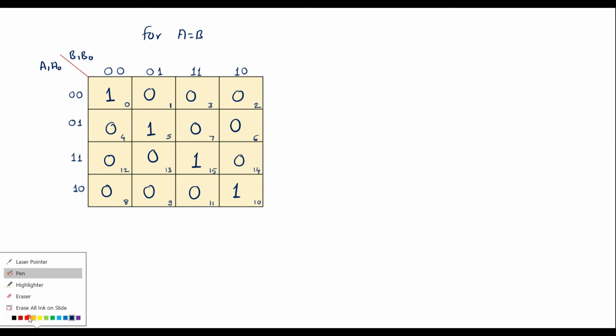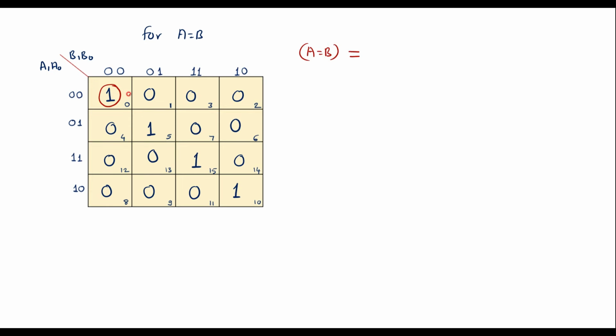Now let me simplify this. So here we can observe that all the ones are independent. Let me write the Boolean expression here, that is for A equal to B, the values are: A1 bar A0 bar B1 bar B0 bar. Here we have 1, that is A1 bar A0 B1 bar B0, plus here we have A1 A0 B1 B0, plus here we have A1 A0 bar B1 B0 bar.